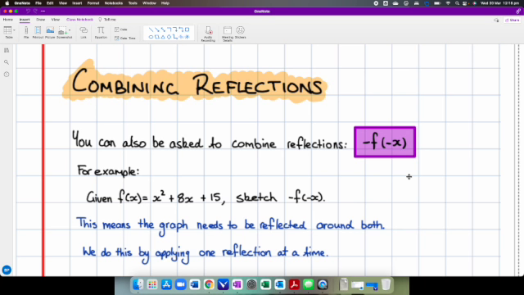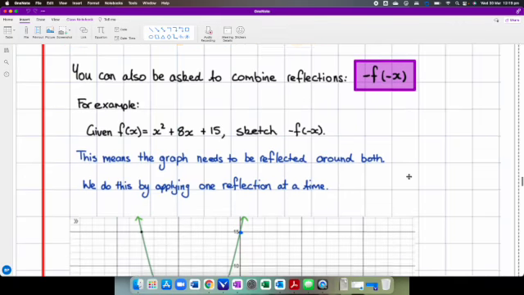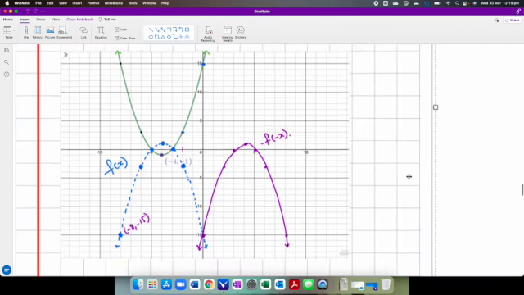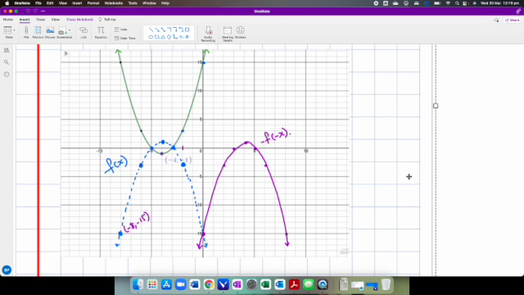So, given x squared plus 8x plus 15, sketch negative f of negative x. So that is a parabola. And I'm not going to ask you guys to do it. But can you see how there's 3 curves there? This light green one that you can barely see up the top, that's the original parabola. Can you see my dotted lines? Yeah. That's my construction lines.